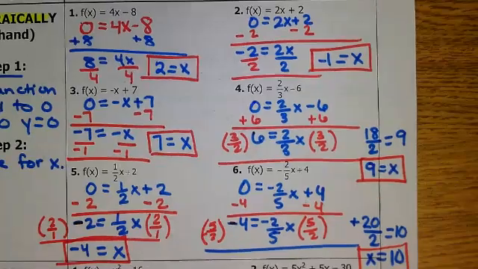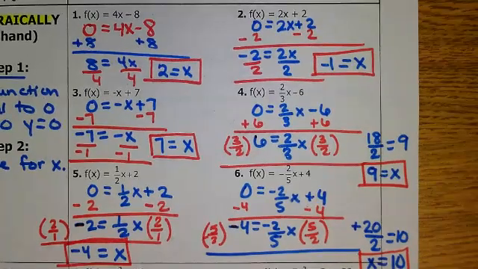Okay, and here are your answers for 2, 4, and 6. Double check the work. If you have any questions, please just ask. And don't forget your integer rules. A negative times a negative is a positive. A negative times a positive is a negative.